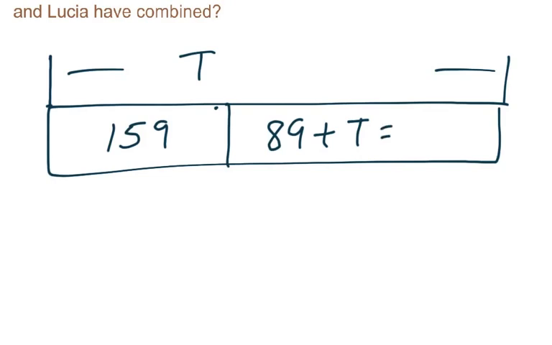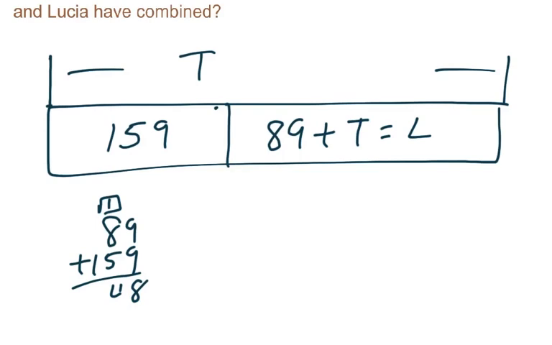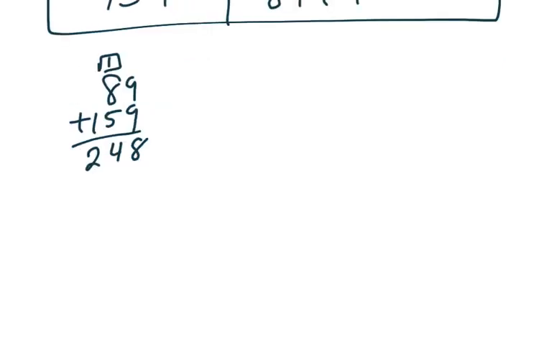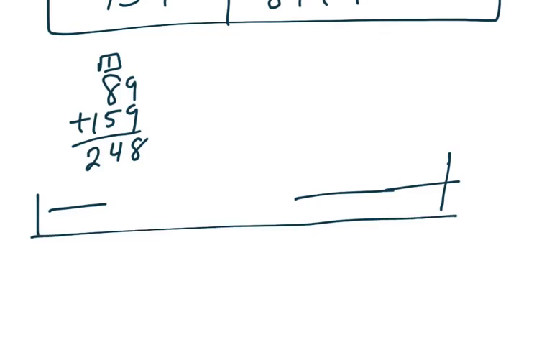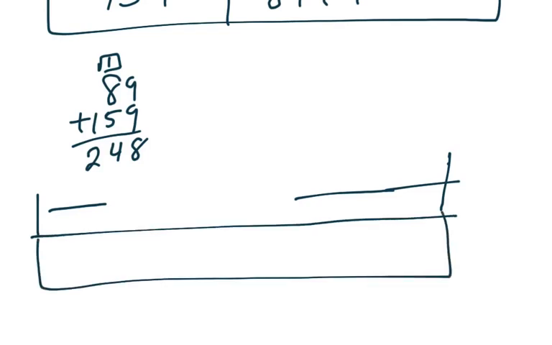So the first thing that we need to do is figure out how many Lucia has. Okay? So 89 plus 159, that's 8. Regroup, 4, 248. So I know that Lucia has 248 stickers. So 159 here for Tanya, 248 for Lucia.